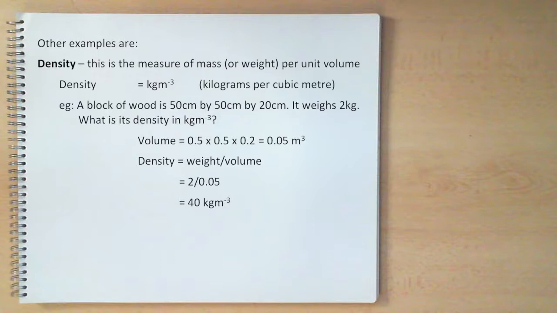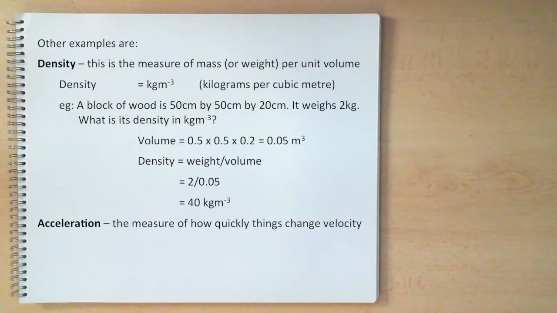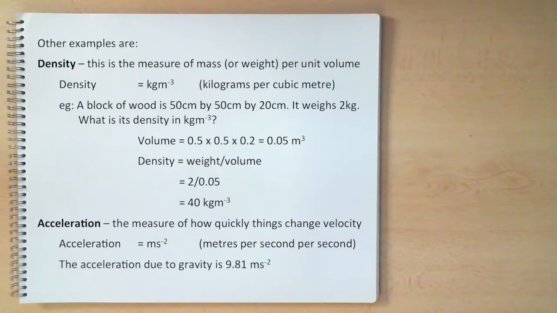Let's look at another example, this time acceleration. Acceleration is the measure of how quickly things change velocity. So if you think of meters per second, this is the number of meters per second that things change, or meters seconds to the -2. So an example here is the acceleration due to gravity. The acceleration due to gravity is 9.81 meters per second squared. So if you were to drop an object from a tall building, every second that it falls, it would increase its speed by 9.81 meters per second.